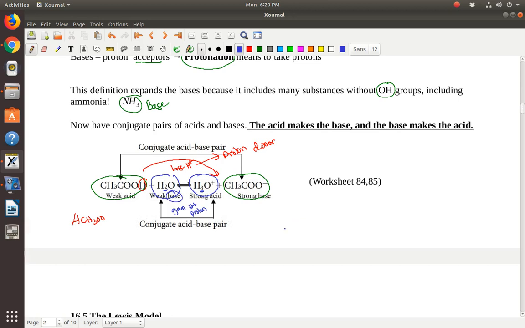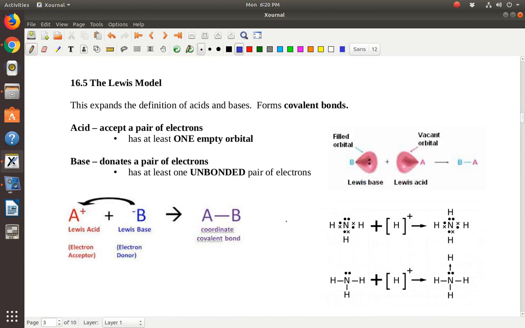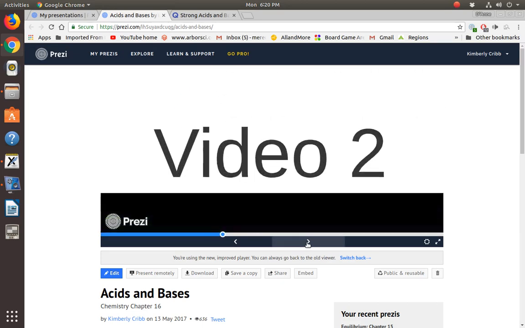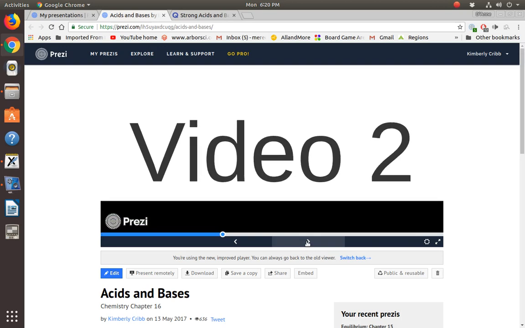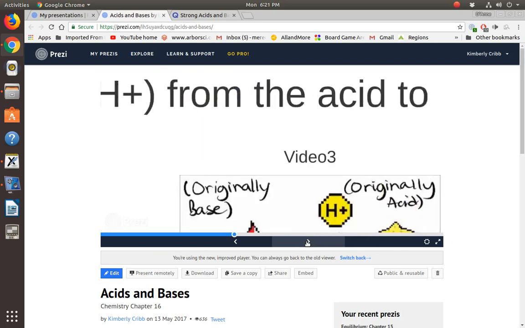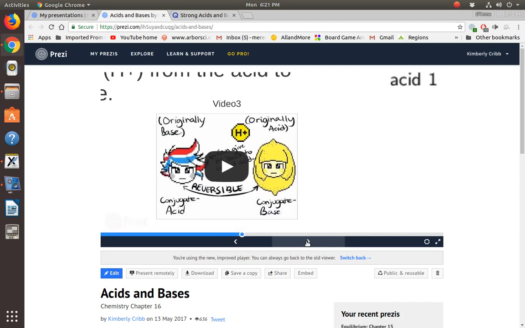We're going to look at some worksheets in a few minutes about Bronsted-Lowry. But before we do that, we're going to go ahead and do the Lewis model. Let me check the Prezi. Okay. Acids are proton donors, and deprotonation is losing a proton. Bases are proton acceptors. Protonation means gaining a proton. And here's a video about conjugate acid-base pairs. We will take a minute to watch this probably in class, or I may assign it to you separately. I'm not going to watch it here. And then there's a really fast, silly video here. I'm not going to watch that one right now.